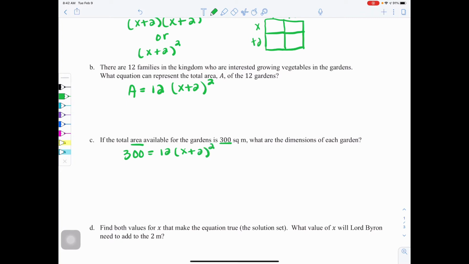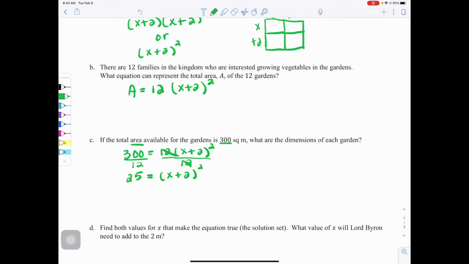Now we're going to be learning a new method of solving today that's related to what we did in the previous lesson. So we're going to keep it set up like this, where we're going to have the squared on one side and the numbers on the other. We do need to, though, isolate that x plus 2 squared by getting rid of the 12. So we're going to divide both sides by 12, and we get 25 equals x plus 2 quantity squared. Now, because the whole quantity is squared, we have technically isolated the squared part of this equation.